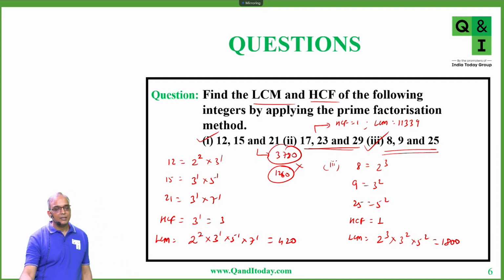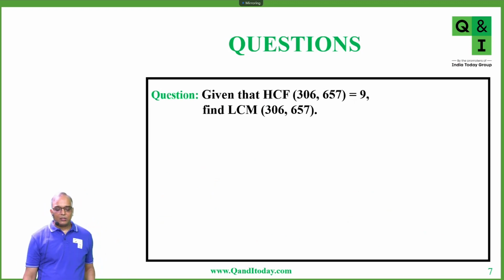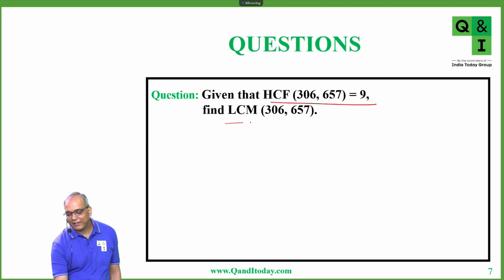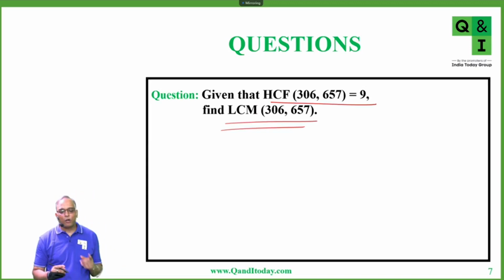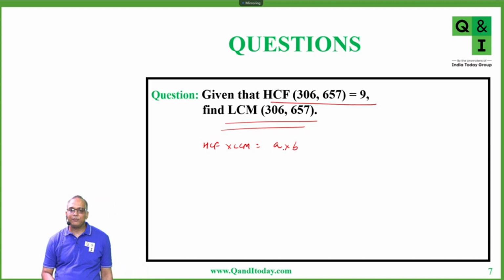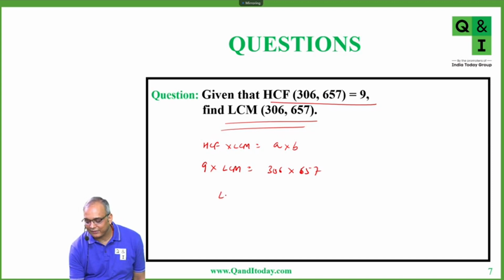Okay. Let's go to the next question, students. Now, in this question, it is easy because HCF is already given and you have to find the LCM and the two numbers are also given there. So it is always easier to use the formula here. So the formula says that HCF into LCM is equal to product of two numbers A and B, for example. So HCF is given as 9 times LCM and the product is 306 into 657. So your LCM is 306 into 657 by 9.